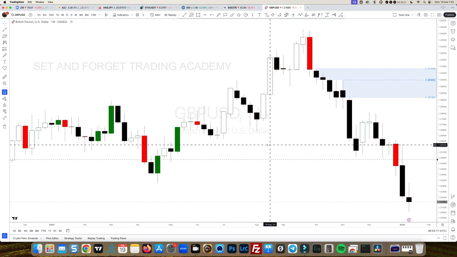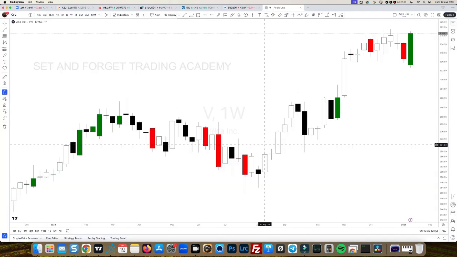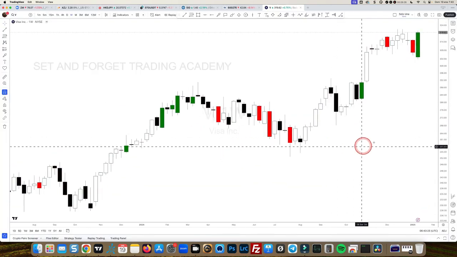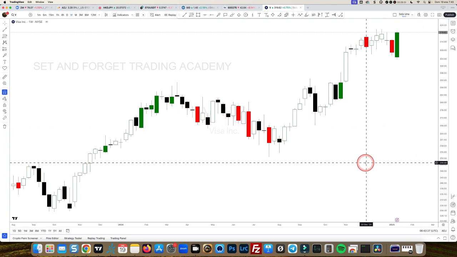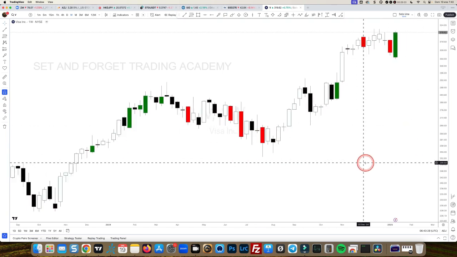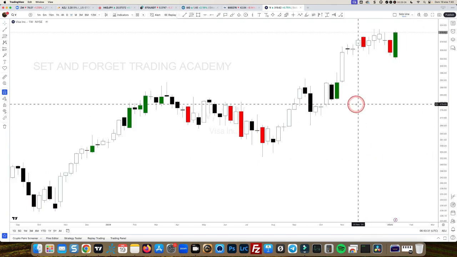So this is pound dollar. Let's take a look at a stock, an important one, Visa maybe. Yeah, Visa Incorporated. So on Visa, this is what we've got. This is a weekly time frame. Let's look at the weekly time frame.